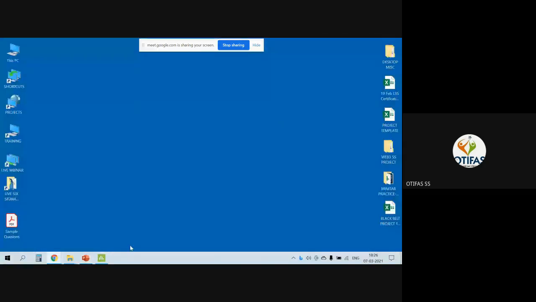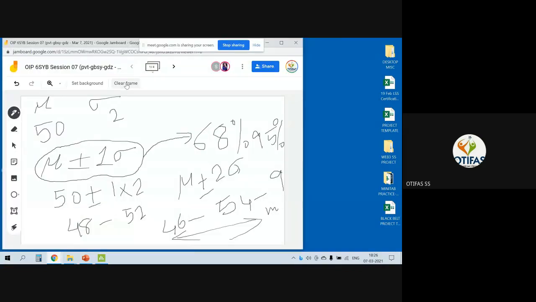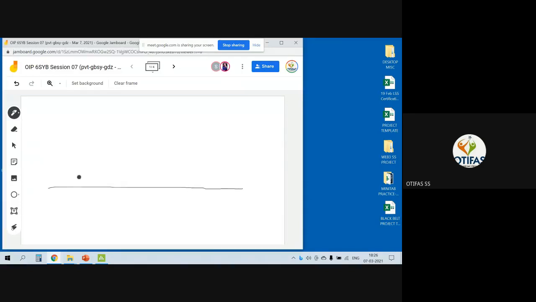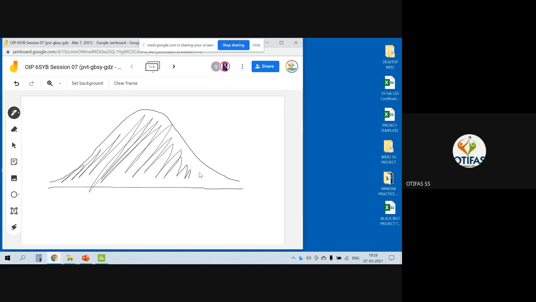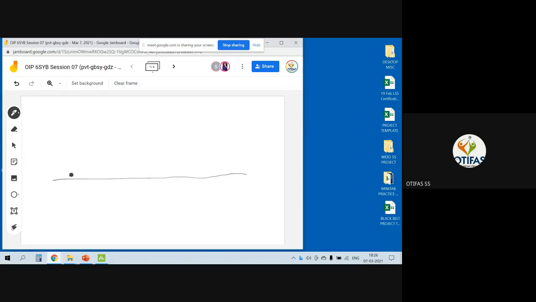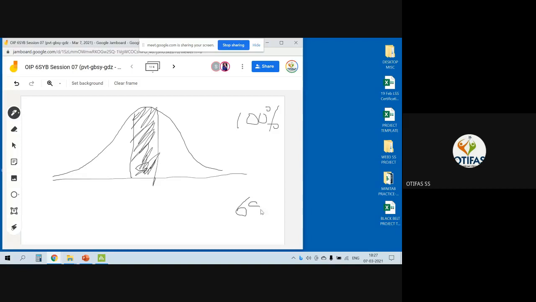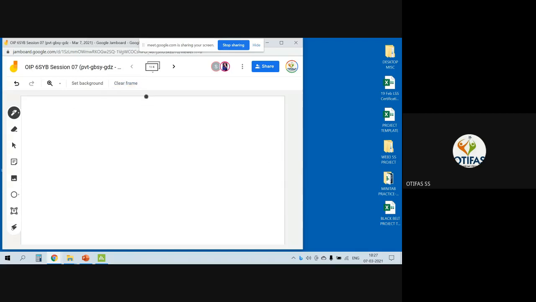Now suppose this is a normal distribution. The area under this curve is 100%. If you want to know the area between two points, how will you find it? The total is 100%, but I want to know what percent lies in between. You know that within plus or minus 1 sigma the area is 68%, and within plus or minus 2 sigma it is 95%. But this is not that.